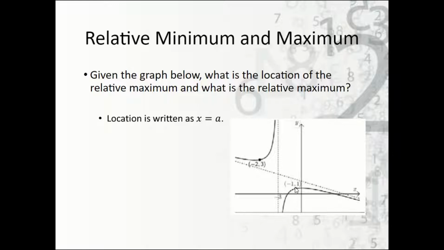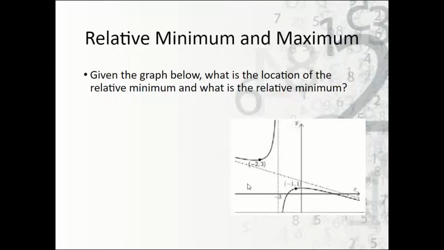So my relative maximum is right here at this point. So I'm just going to write down the x value. That's all I need to put. Now the maximum value is the y value when x equals that. So this becomes the y value. So right here's my point. So my location would be the x coordinate, which is -1. So I would say x equals -1. Now my actual maximum is the y value at that point, which is 1. So I would say y equals 1 is my maximum.